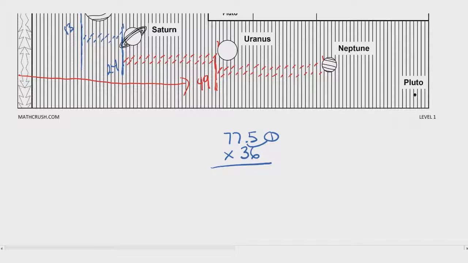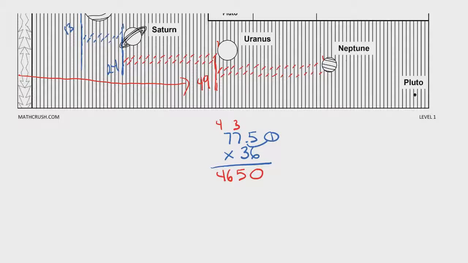That's one of the biggest mistakes people make when they multiply. They forget to put the decimal back. So I put a little 1 just to remind myself. I do 6 times 5 is 30. I carry the 3. I do 6 times 7 is 42, plus 3 is 45. I carry the 4. I do 6 times 7 is 42, plus 4 is 46.